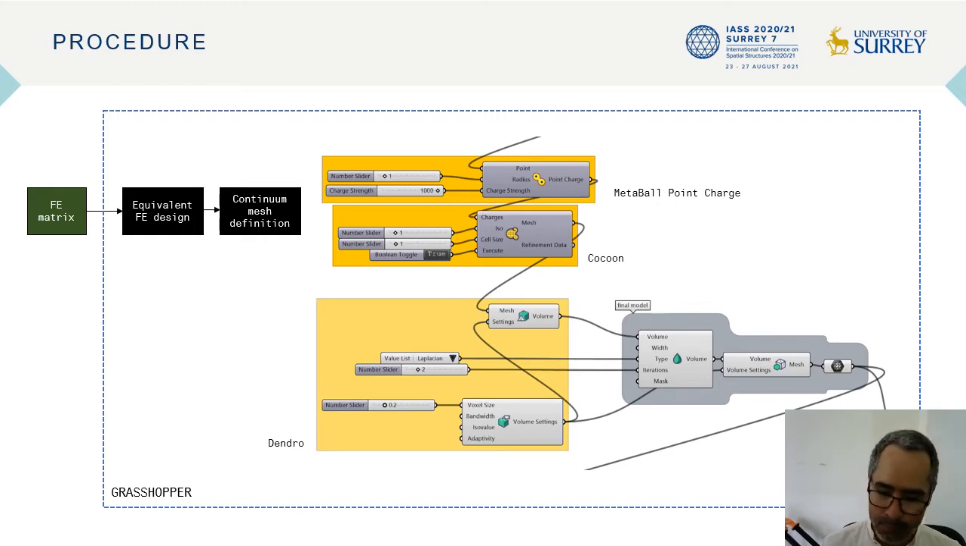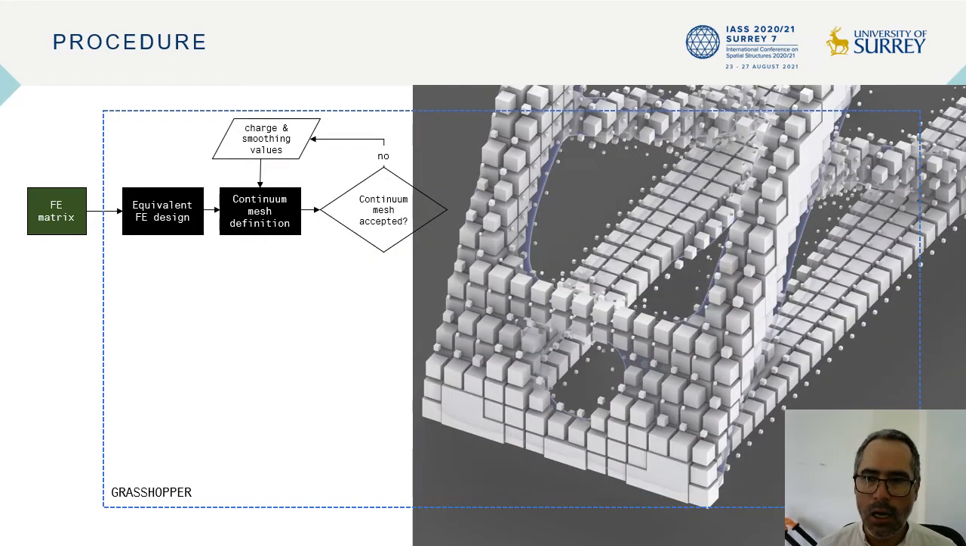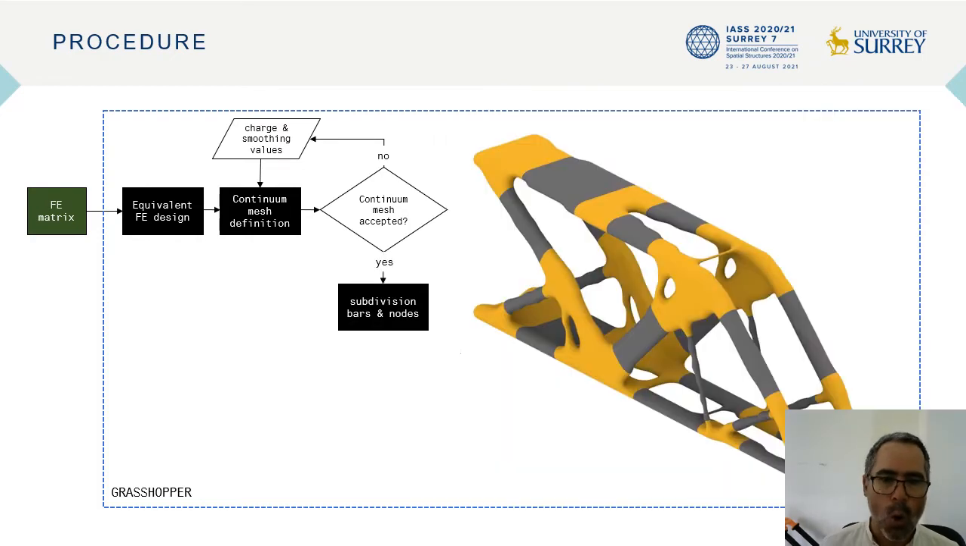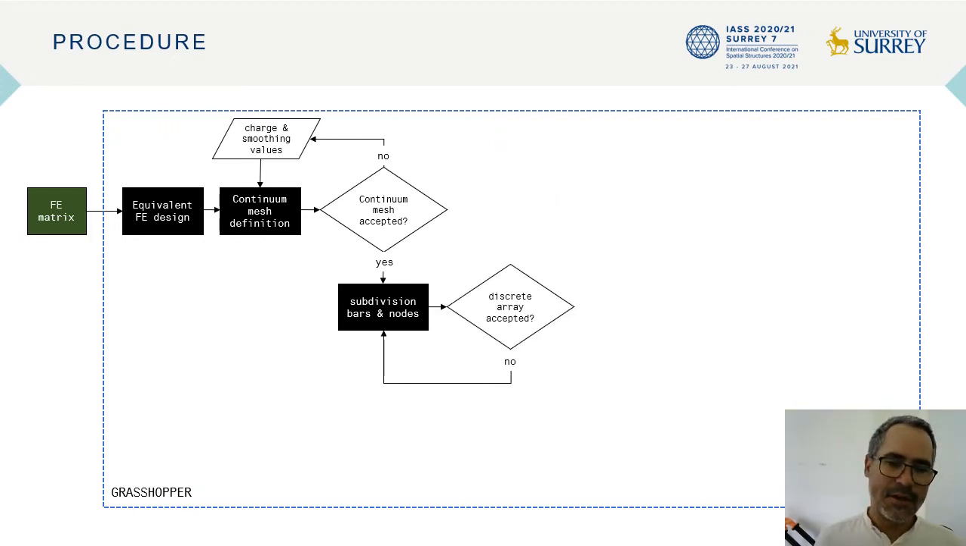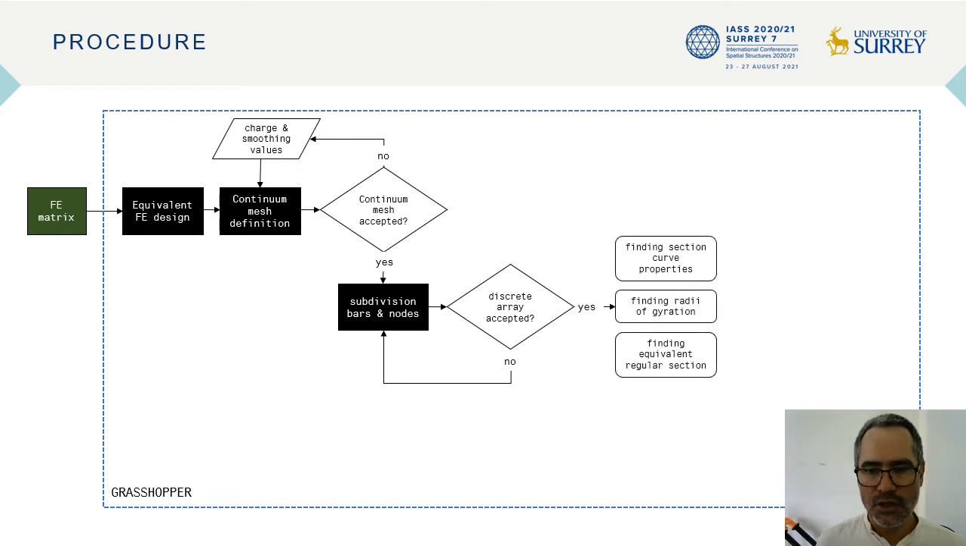And finally, a plugin called Dendro is going to control how smooth this mesh is going to be. Once this mesh is accepted, we need to proceed with the subdivision of this design into discrete elements. Once this discrete array is accepted, we need to proceed with the computation of the radius of gyration.